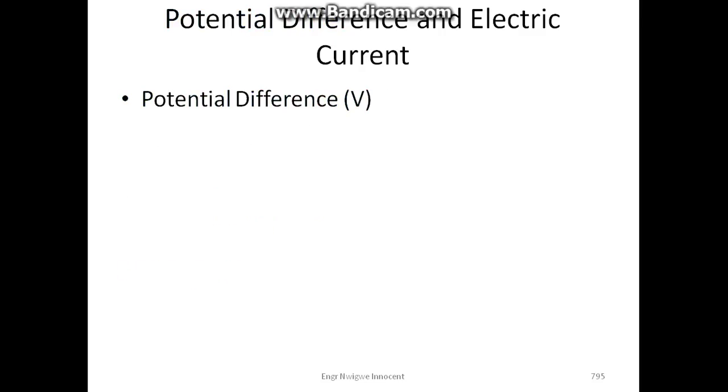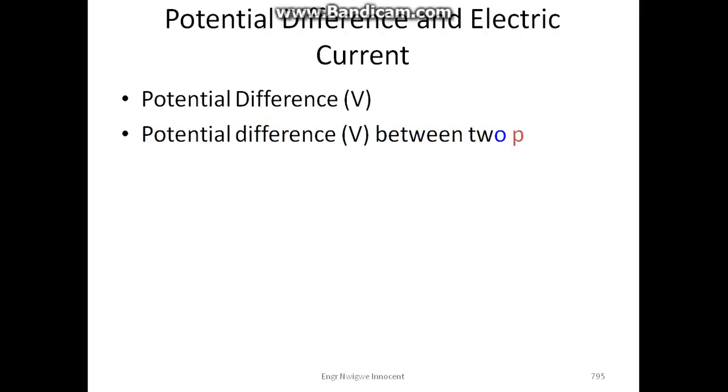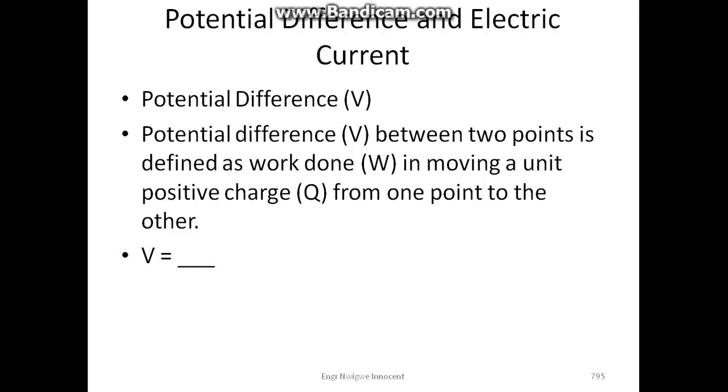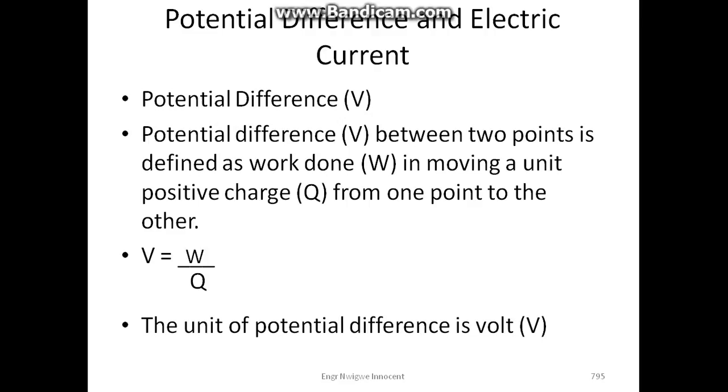Potential difference and electric current. Potential difference, capital V, between 2 points is defined as work done, capital W, in moving a unit positive charge, capital Q, from one point to the other. Capital V is equal to capital W over capital Q. The unit of potential difference is volt, capital V.